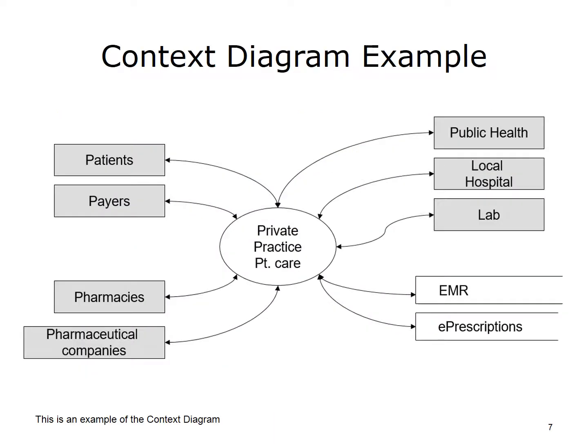A context diagram, shown on the slide, is the highest level, i.e., least detail, DFD. The context diagram depicts the system or process you are modeling as one process. Here, private practice patient care. Entities that interact with that process are shown here: patients, payers, pharmacies, etc., as are the data stores, the EMR and an e-prescription data store, and the data flow between the entities, processes, and data stores. Context diagrams are very helpful in making sure that our analysis is complete and that interactions with external entities are not forgotten.